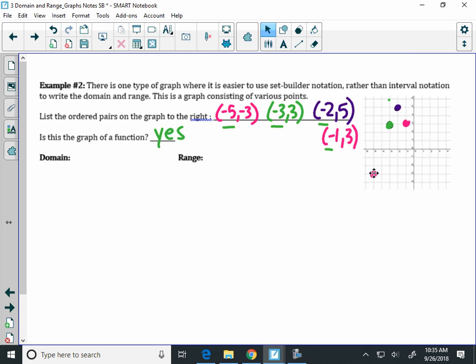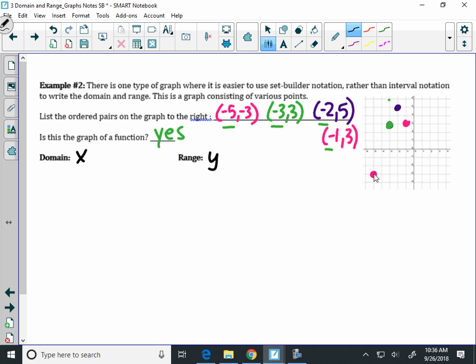Now remember, our domain is with x values, and the range is with y values. So when I have a set of ordered pairs, I want to list out, like this, all of the x values, and only those x values. I can't do interval notation this time, because interval notation means absolutely every single number between -5 and -1. And that's not what we have here. We have only very specific x values.